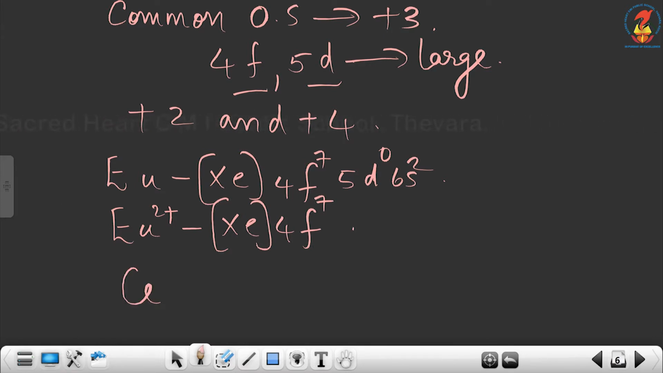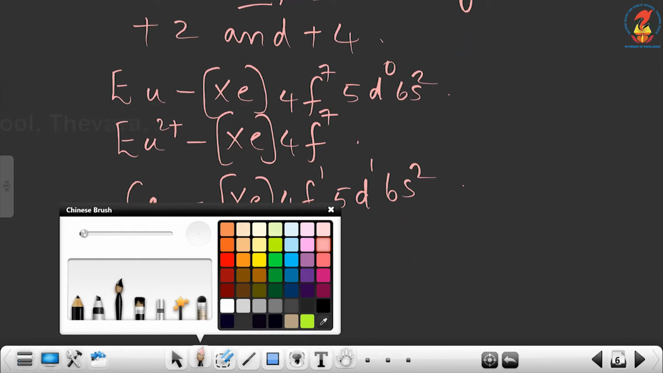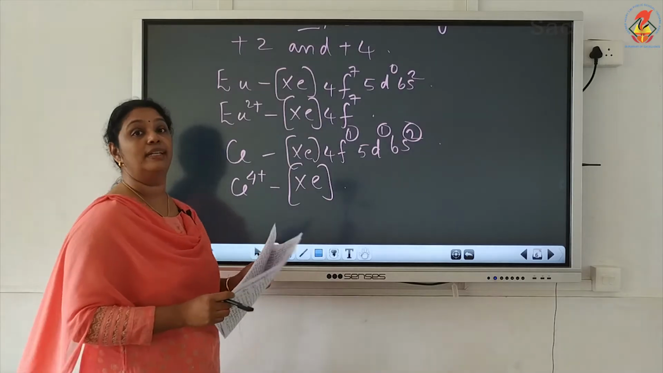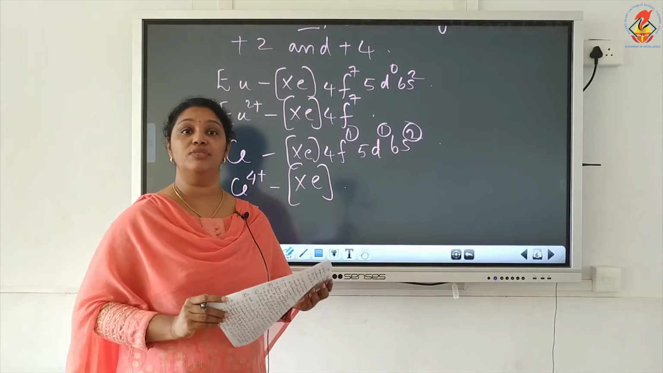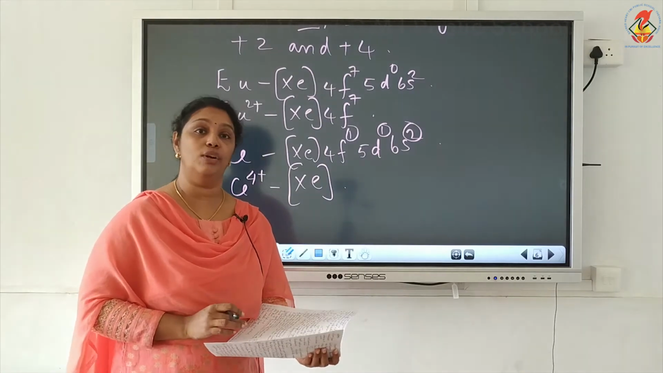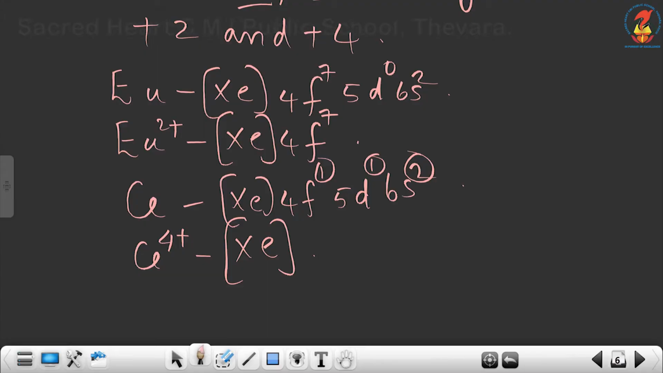Same way, cerium configuration is xenon 4f1 5d1 6s2. Now when I say cerium 4+, 4+ means all the 4 electrons are removed and it gets the configuration of xenon. So cerium can take 4+ oxidation state, and cerium is the only element in the lanthanoid series which shows +4 oxidation state. So that's a question: name the element in the lanthanoid series which shows +4 oxidation state. It is cerium.